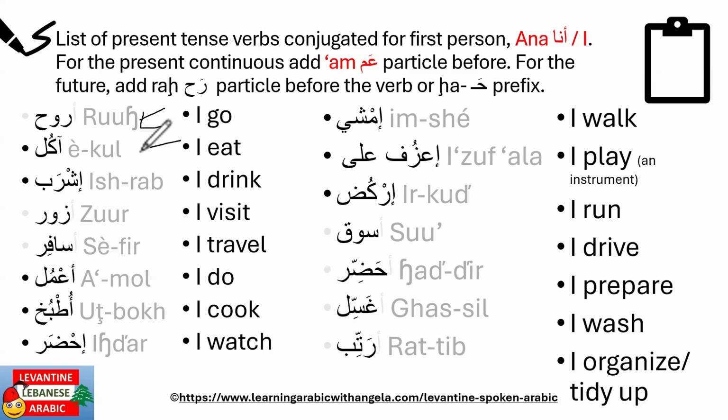So روح, آكل, اشرب, زور, سافر, أعمل, أطبخ, احضر, امشي, to walk, اعزف على البيانو, اركض على البحر, run by the beach or sea, سوق السيارة, drive the car, حضر, to prepare something with a double the. بدي حضر الأكل, I want to prepare the food. غسل, to wash with a double سين. بدي غسل الثياب أو غسل الصحون. رتب with a double تا. بدي رتب الأوضة أو رتب المكتب, the office, etc. So you can use any of those common verbs.